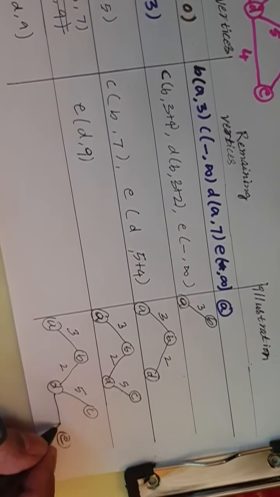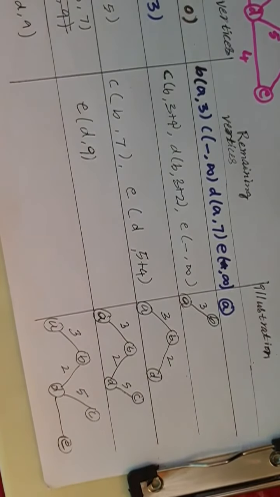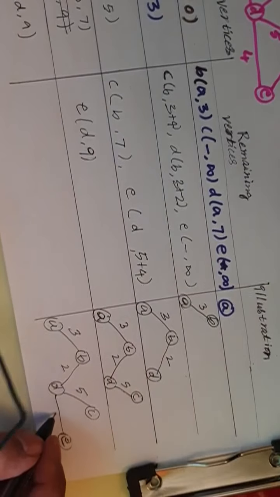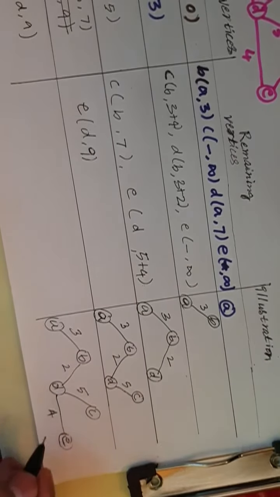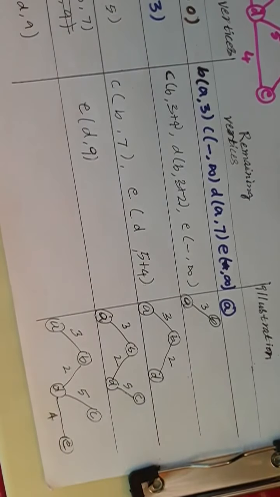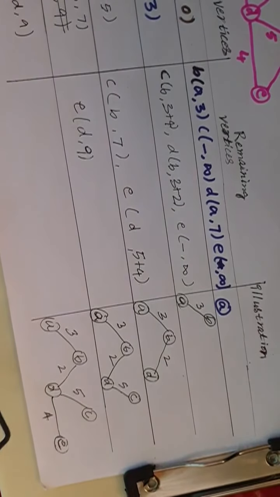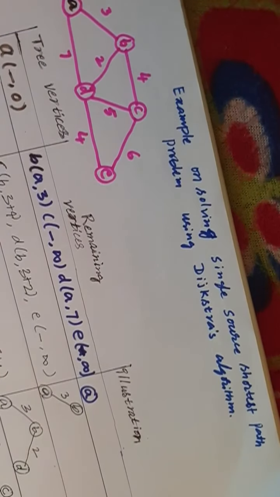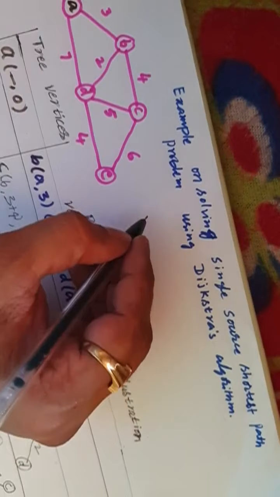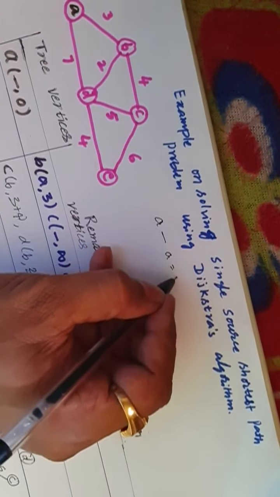So D to E, its cost is how much? D to E cost you have to write. Don't write the total cost. D to E cost is 4. So now the remaining vertices column is empty. When the remaining vertices column becomes empty, you stop the procedure, because for all the vertices I have calculated the cost. Now how to print the final answer? The cost from A to A is always 0.